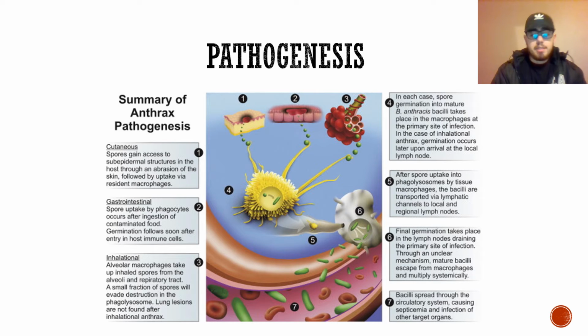So this is basically a picture or a summarization of anthrax pathogenesis. It is for cutaneous, gastrointestinal, and inhalational anthrax. And as I said in the previous slides, they gain access through the sites of exposure. They get inside of macrophages or any phagocyte. They travel to the lymph node. They're drained out of the lymph node after there's final germination and production of bacteria. And then they go right into the bloodstream as they're drained directly into it.